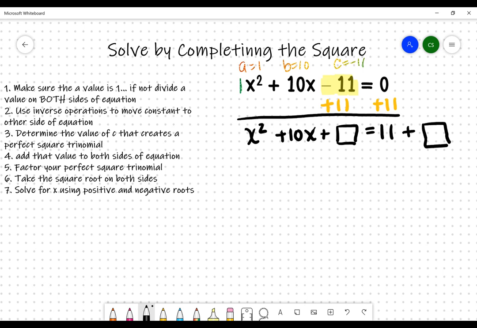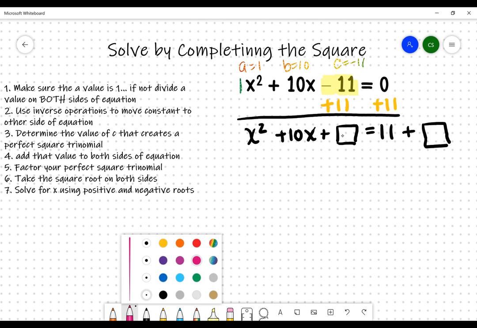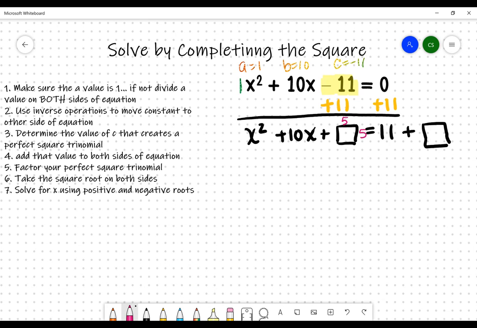All right, so I need to figure out what value for C is going to make this a perfect square trinomial. Well, what is half of 10? It's 5. So this side is 5 and this side is 5. What happens when I square 5? I get 25. So 25 is going to make this a perfect square trinomial, because half of 10 is 5 and 5 squared is 25. If I add 25 to one side in my box, I have to add 25 to the other side in my box.